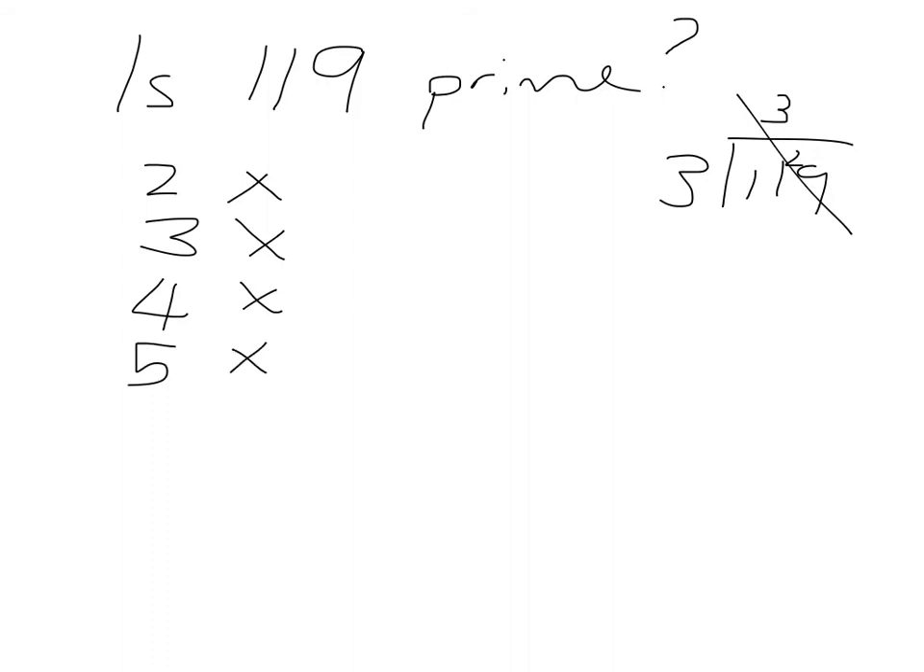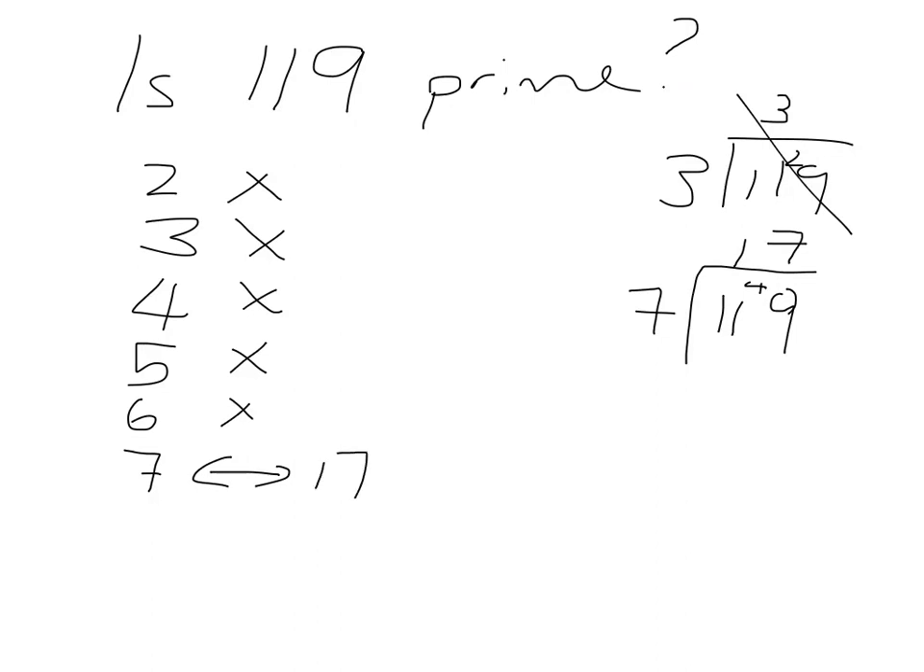5 won't go in because we know 5, 10, 15, 20, it has to end in a 5 or a 0. 6 won't go in because it's not even. 119 isn't even. 7, let's check that one. 7 goes into 11 once, and 7 goes into 49 7 times. And so 7 goes along with a partner factor of 17. 119 is not prime because it has a factor of 7 and, of course, another factor of 17.